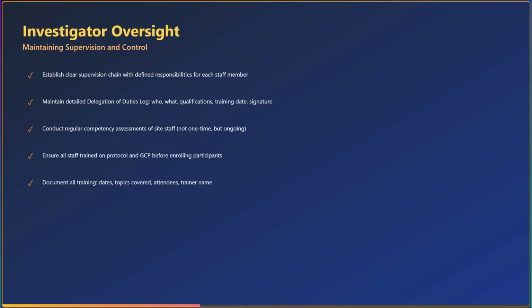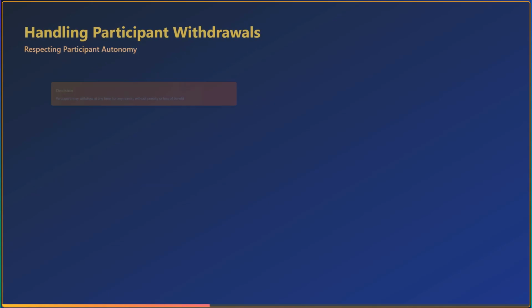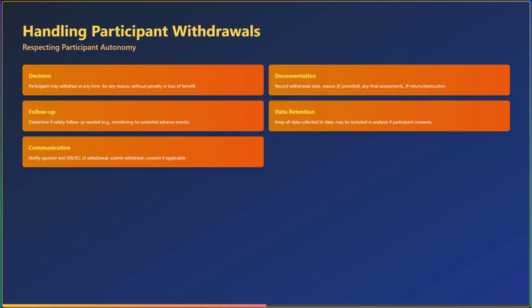Annex 2 is clear about needing a supervision chain. And the key tool for that is the delegation of duties log, meticulously kept. What's the real insight there, beyond just listing names? Well, think of it as the investigator's legal shield, almost. It proves you have control, even when you're not physically there for every single task. It shows who does what, their qualifications, when they were trained. And signed off. And signed off, exactly.